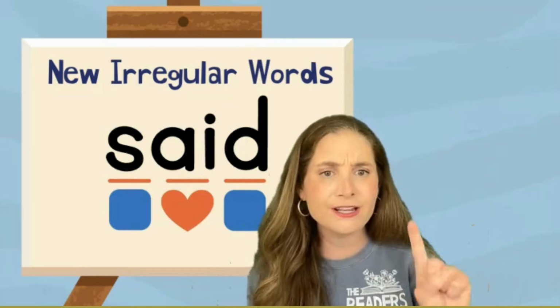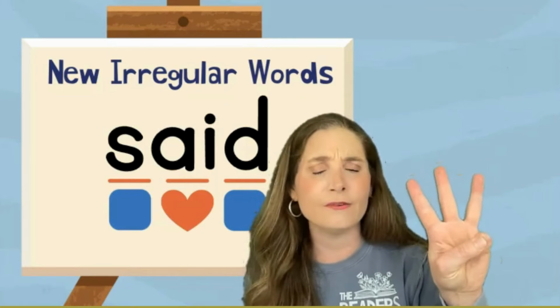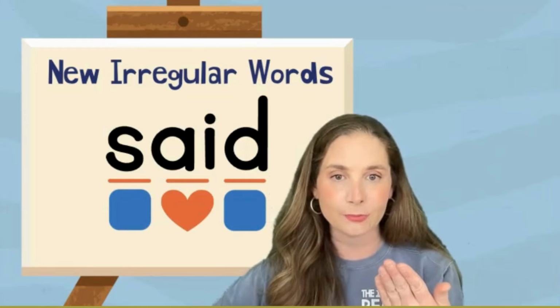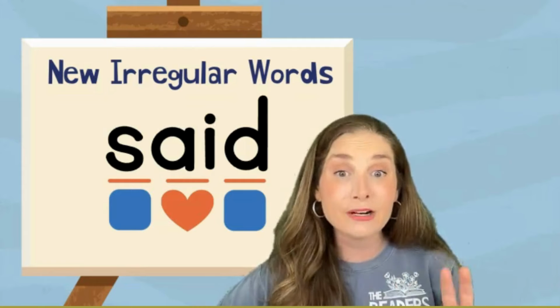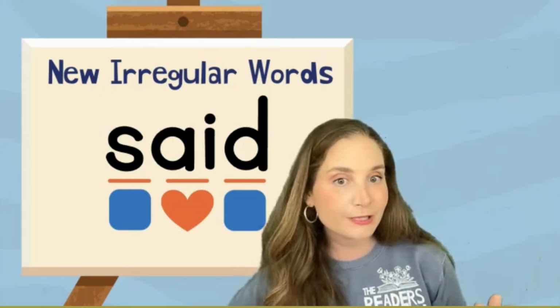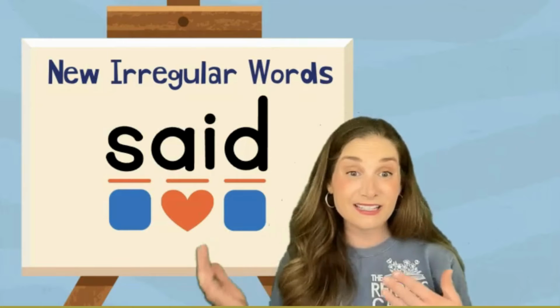What's the first sound we hear? S. What's the middle sound? E. What's the third sound? D. We hear 3 sounds. Now, what is the part of this word we need to learn by heart? It's actually that middle section. That eh sound is irregular because normally A and I don't make eh. They usually make a different sound.